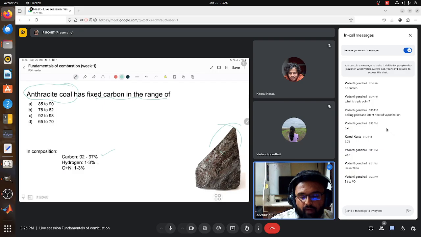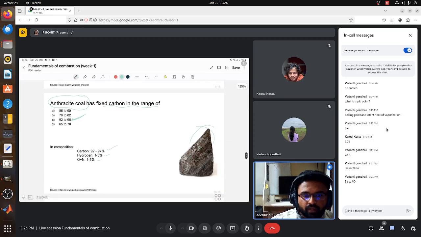And the remaining, you have hydrogen of close to 1 to 3 percent, and the remaining oxygen, nitrogen, and so on. So your correct answer will be 92 to 98 percent carbon present in an anthracite.